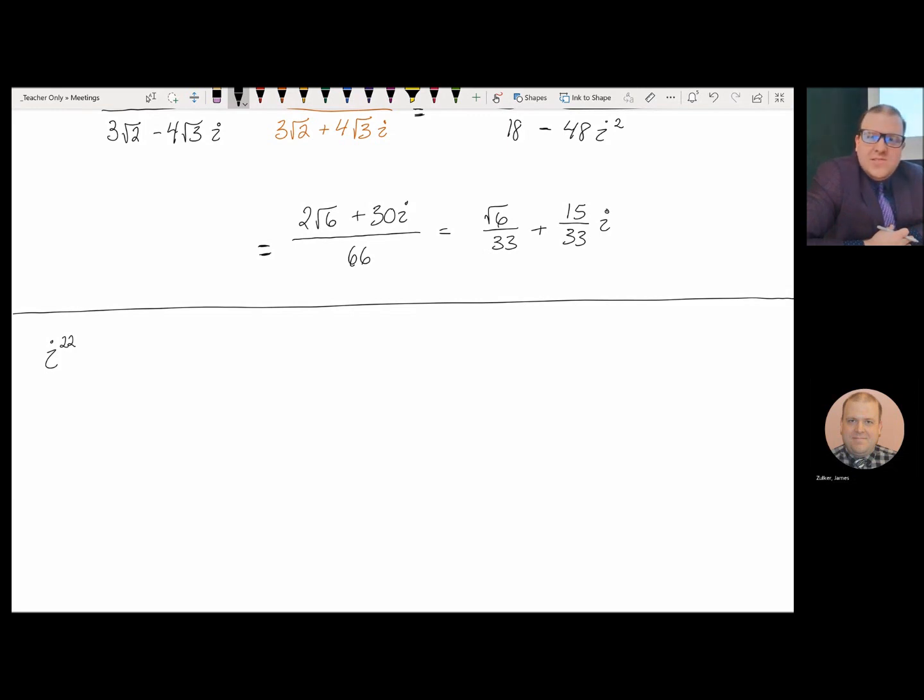520. i to the 22nd power. Can't write that as i squared to the 11th, which is -1. i to the 22nd is -1.